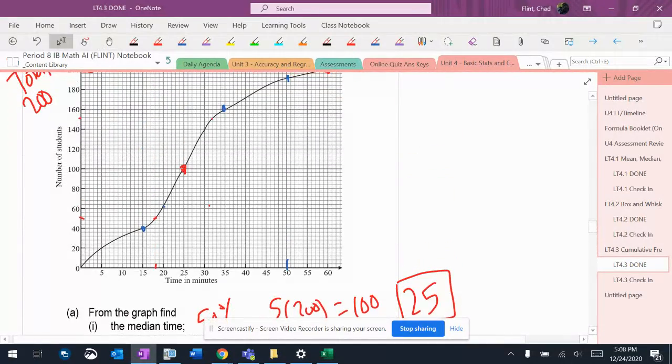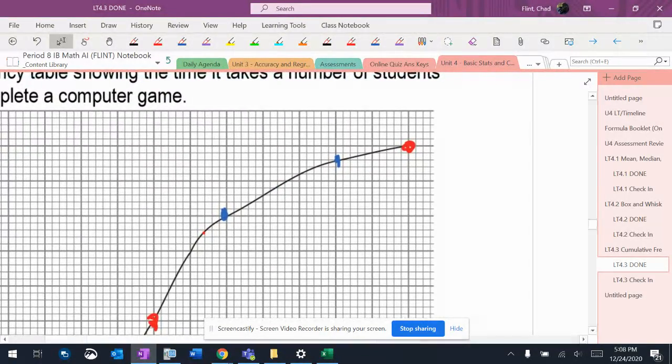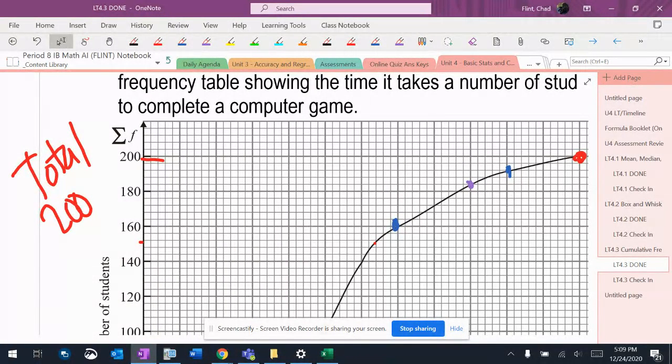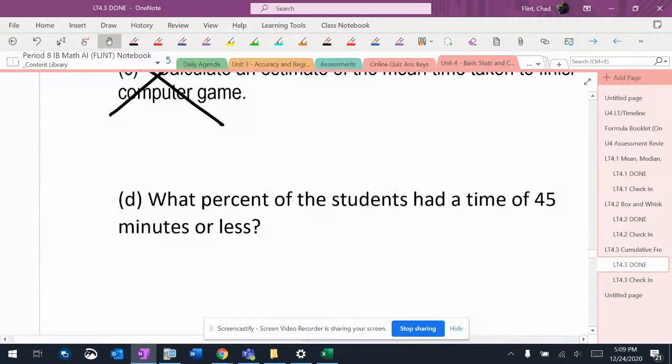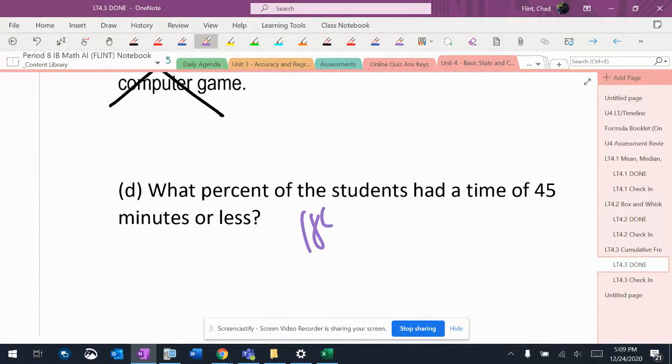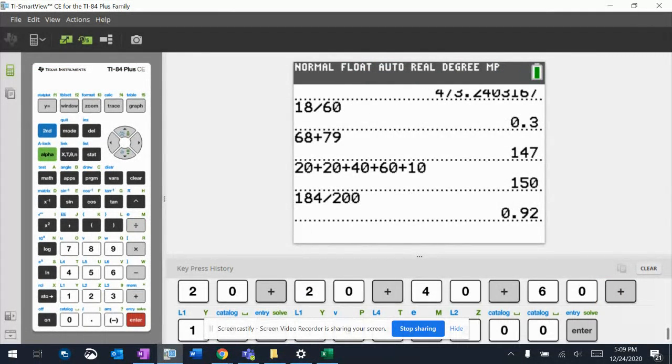So I'm going to go to 45 minutes. I'm going to go up and find out where that is. So 45 minutes goes up and hits right here. And then if I go over for that one, it's right here. And these go by 4, and I can figure that out by dividing out what it is. So 184. So 184 are at that point or less. So to get the percent, it's 184 divided by 200. So 184 divided by 200 is 92%.